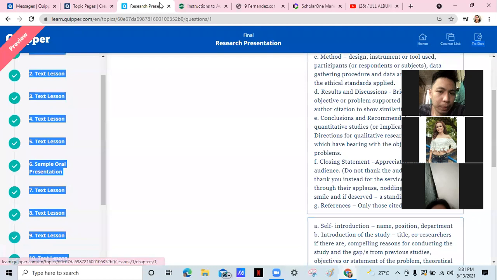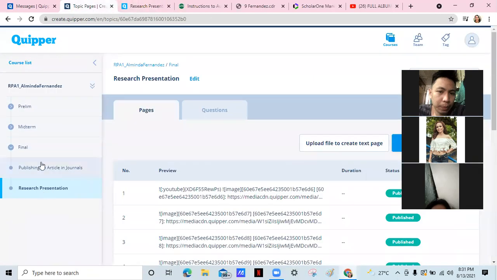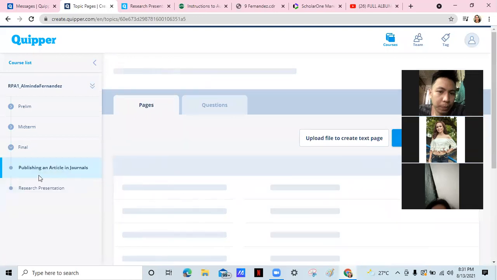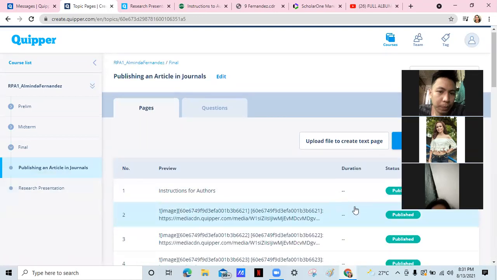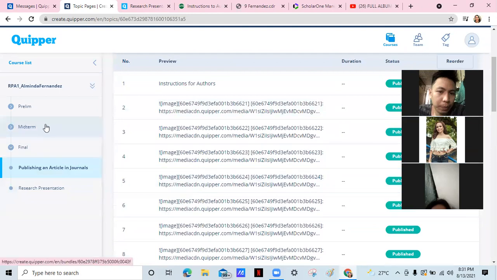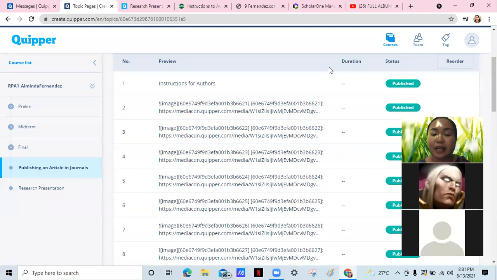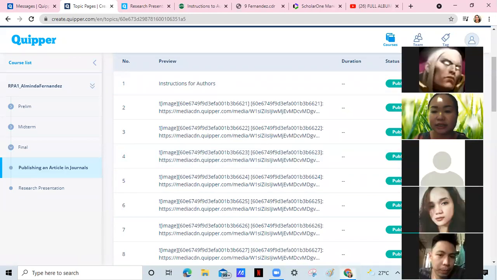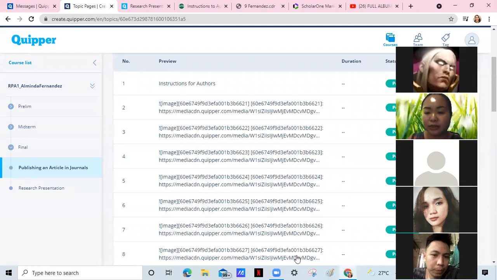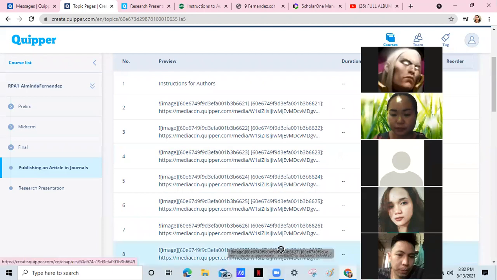Okay, so going back to the topics, we are now going back to publishing an article in journals. So yung midterm na book actually hindi natin natapos, but you need to scan it, and also step by step i-click niyo yon before you go to the end of the quizzes. Also madali lang naman yung quiz. So let's just for a while check your attendance.